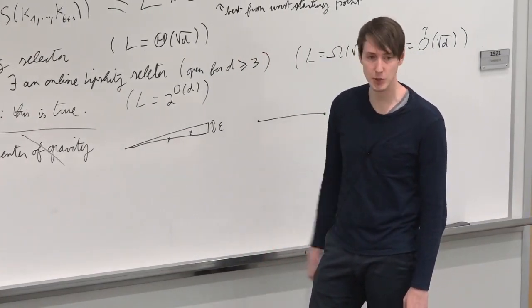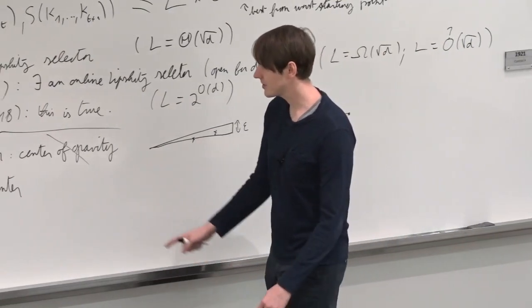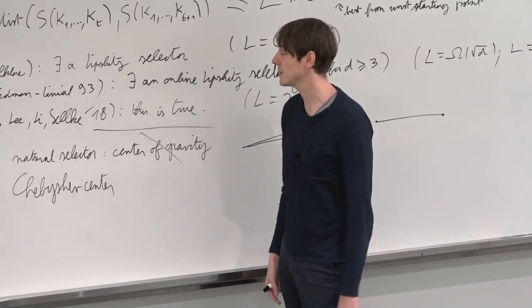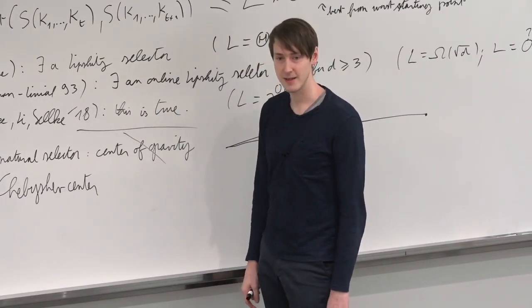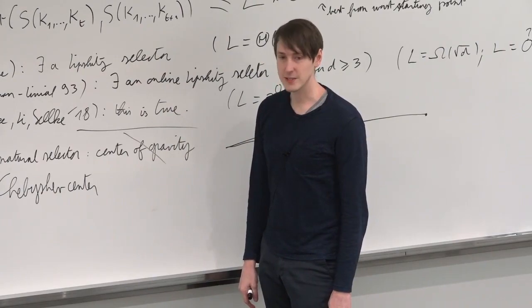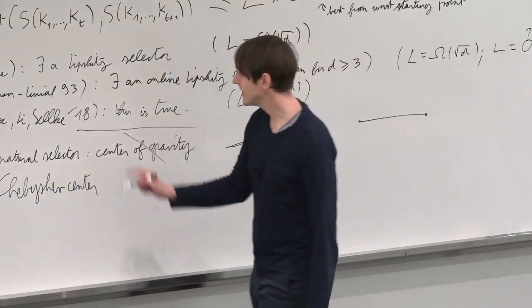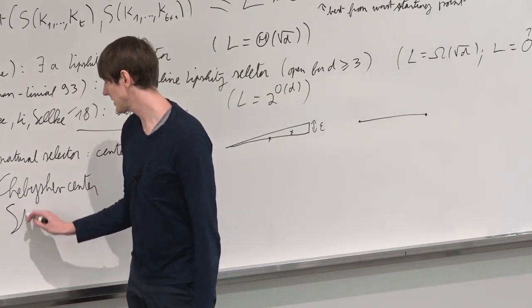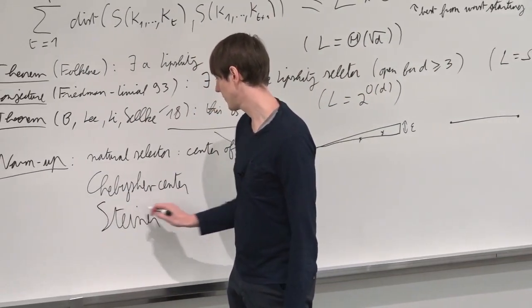So the Chebyshev center will be robust. Can it be outside of the set? Or is it among only points in the set? Among points not in the set, minimum, yes. Okay. We know the exact answer to this question, and the exact answer is what's called the Steiner point.